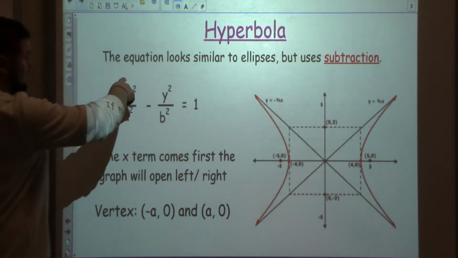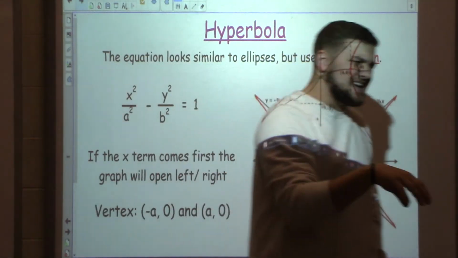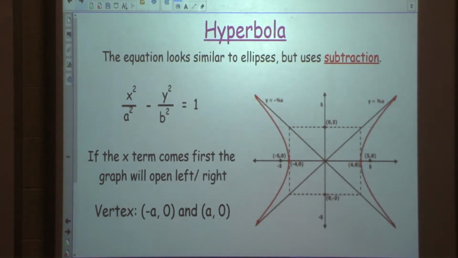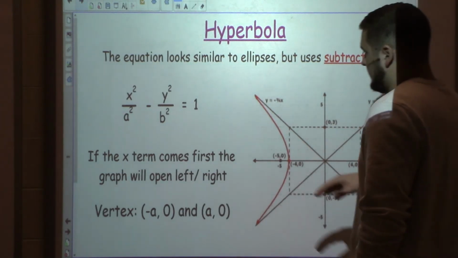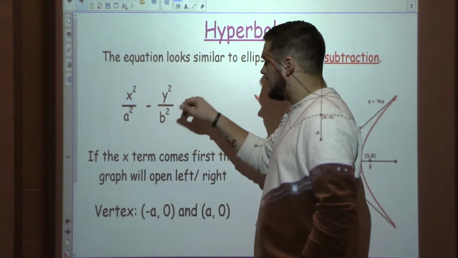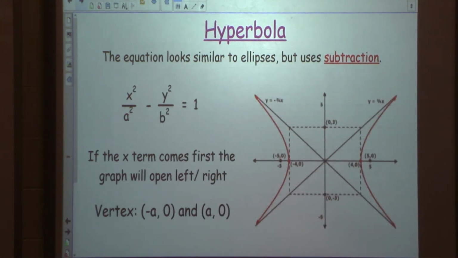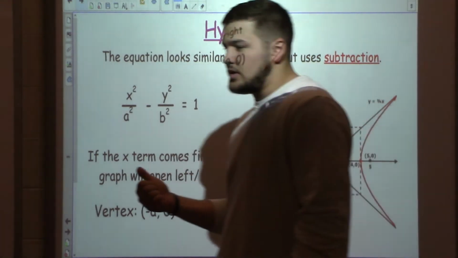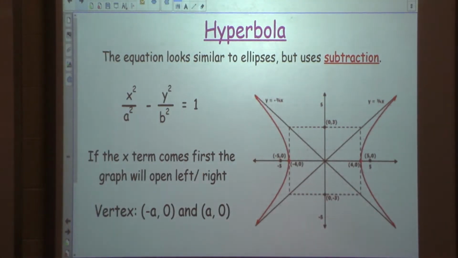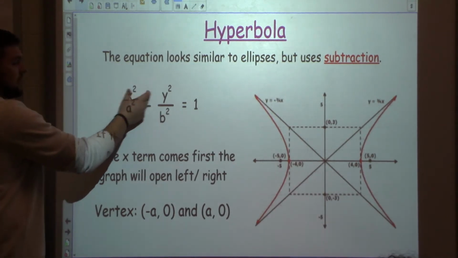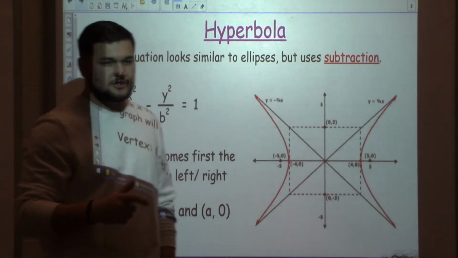So this equation looks exactly like the ellipse, except instead of addition, it has subtraction. Right? So subtraction, different denominators, equal to 1, is a hyperbola. Now, a squared, when we talked about ellipses, is always the bigger number, right? When we're doing hyperbolas, a squared is always the first number given.